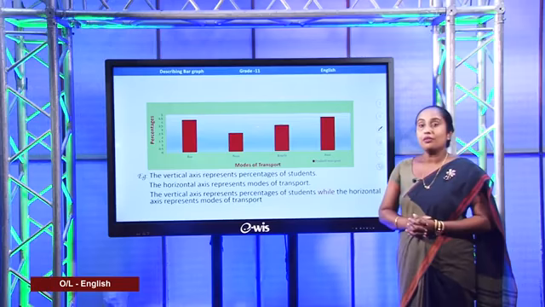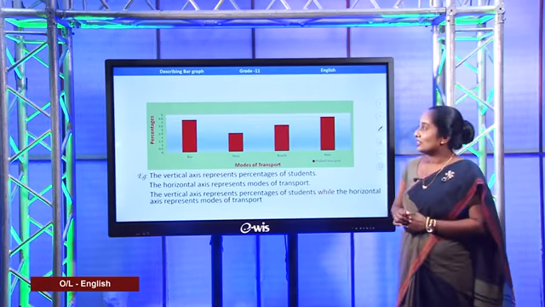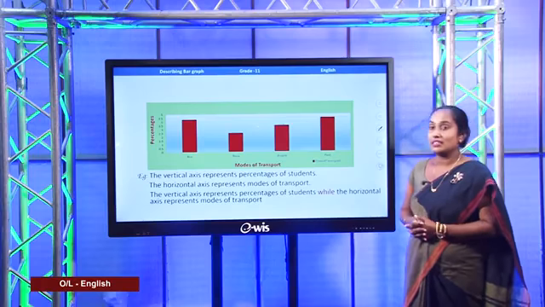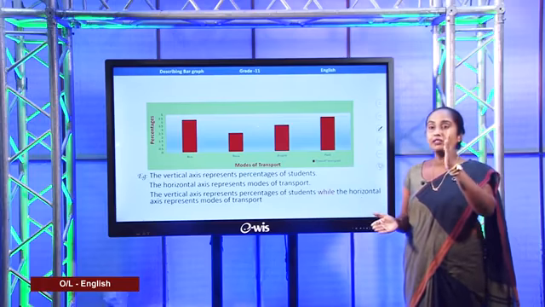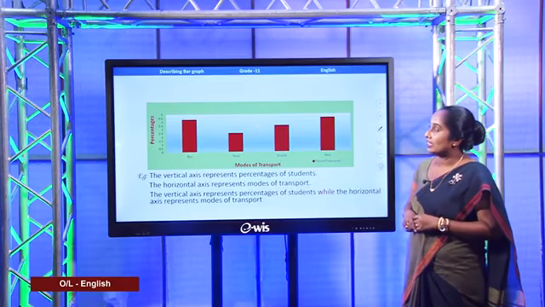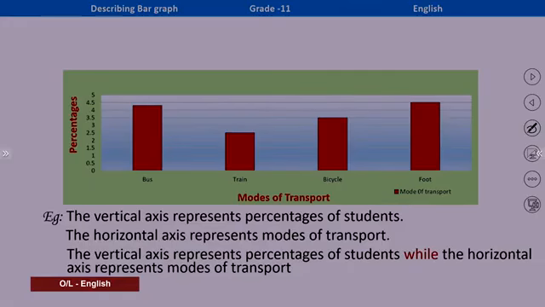Okay. Now we are going to write the second sentence of our description. There we are going to describe the two axes in the bar graph. Can you name the two axes? Yes, the horizontal axis and the vertical axis. Here you can see the horizontal axis is named as modes of transport. The vertical axis is named as percentages. Now we are going to write that sentence.